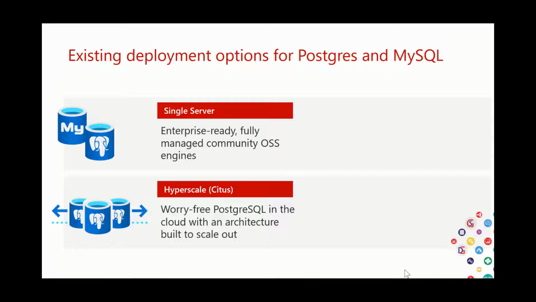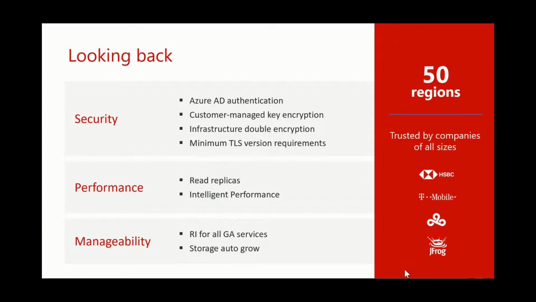We also offer Hyperscale Citus. Hyperscale Citus is a deployment option that horizontally scale queries across multiple machines using sharding. It's a query engine that helps you get faster responses on larger datasets. It's generally used for workloads with large datasets, typically exceeding 100 gigs of data. We support many features that are tailored for security, performance, and manageability. As I previously mentioned, we do support 50 regions in Azure. Here are some of the companies that use our services like T-Mobile and HSBC.